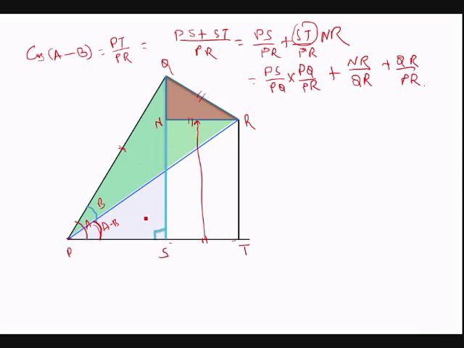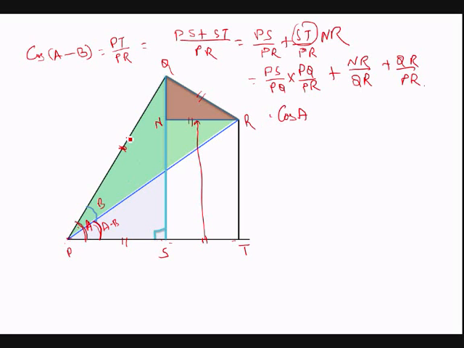Now what is PS over PQ? Let's look into the triangles. PS is here and PQ is here. Therefore, it is in the triangle with angle A. PS is adjacent side and PQ is hypotenuse of the triangle with angle A. Therefore, it is adjacent over hypotenuse with A.